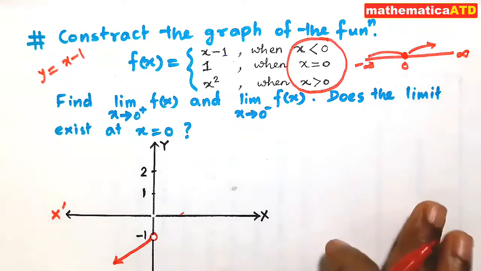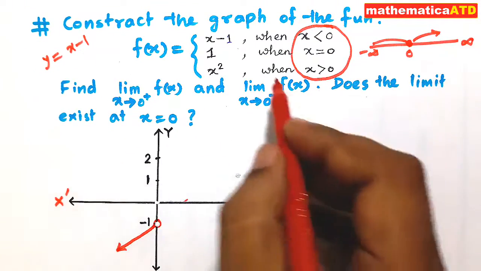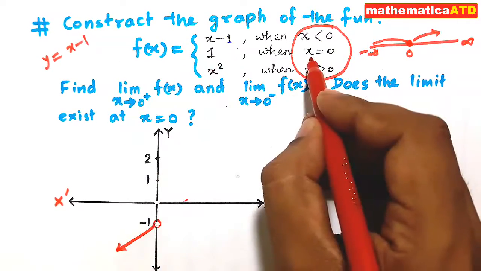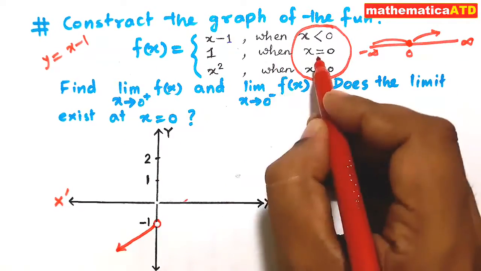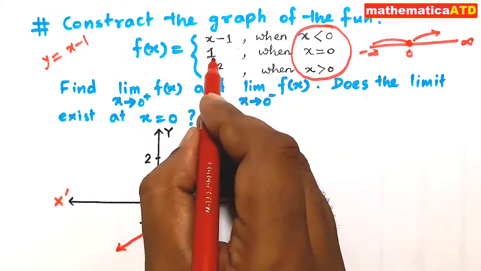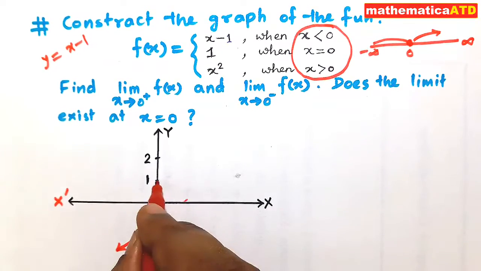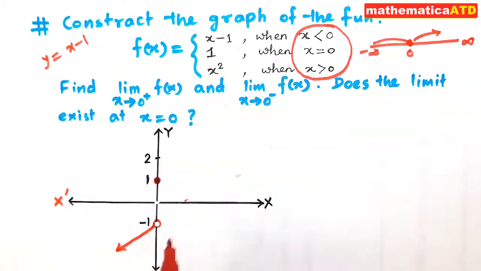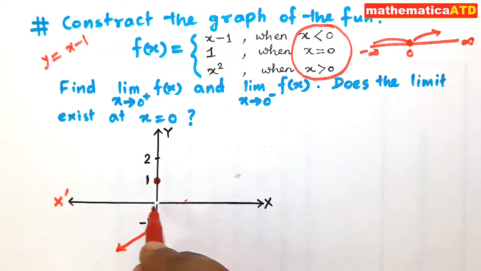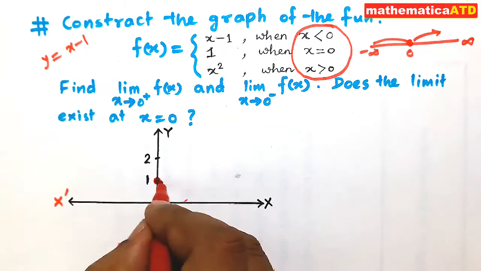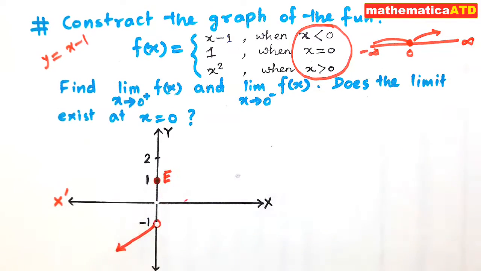So friends, the next part is the function f(x) = 1 at the point x = 0. That is, when x is equal to 0, the function gets 1. So this is the point. This point is f(x) = 1 at x = 0. At the origin, the ordinate value is equal to 1. Mark it E, and this point is say B.